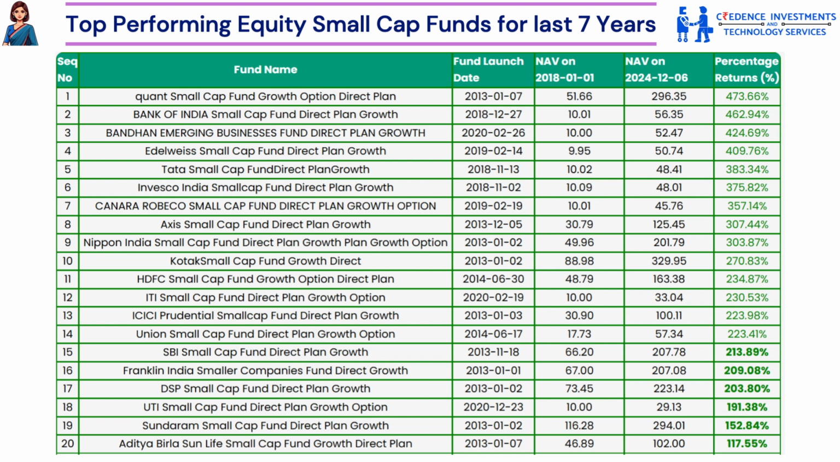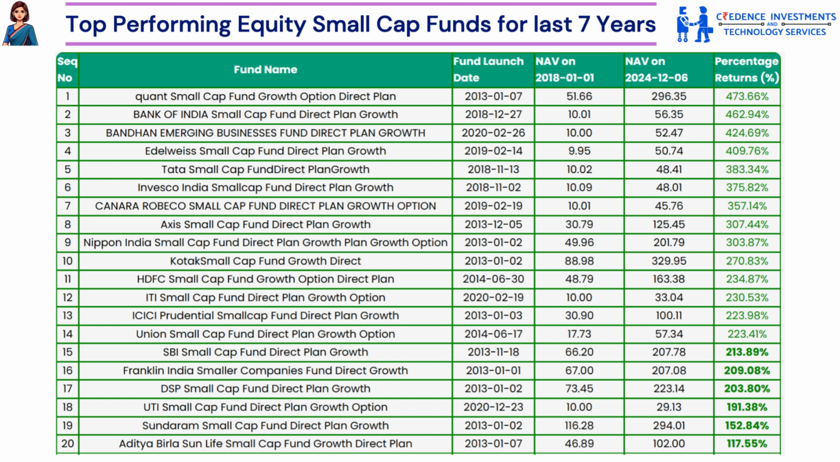Lower performing funds, below 200% return. UTI Small Cap Fund, 191.38%. Sundaram Small Cap Fund, 152.84%. Aditya Birla Sun Life Small Cap Fund, 117.55%, the lowest performer in this list.